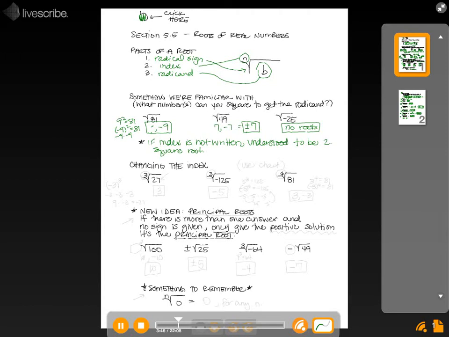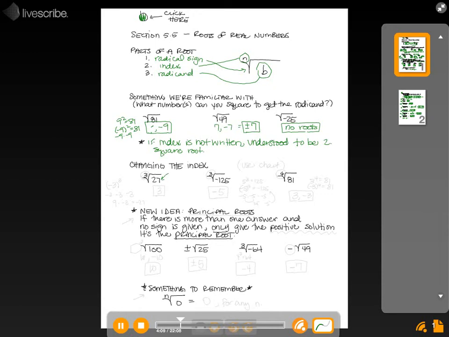And when we change the index, nothing's really different, except that we want to figure out a number that we could cube, or a number that we could take to the 4th power or the 5th power in order to get what the radicand is. We got 3 examples here. The first one is the cube root of 27. Well, what number can we cube to get the 27, to get the radicand?